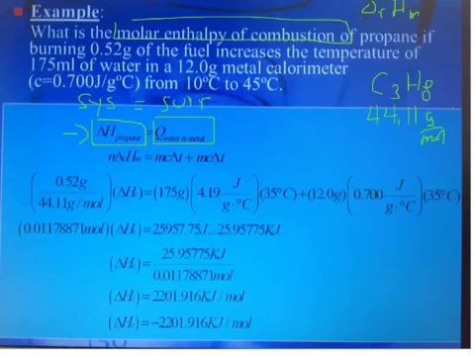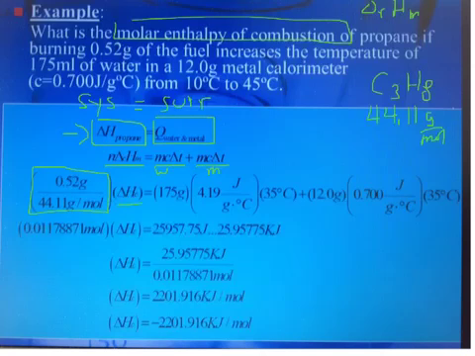Substituting the molar change of propane with n times the ΔcHm. Remember, ΔcHm is the molar enthalpy of combustion. And on the other side, the calorimeter side, we can replace Q of the calorimeter with mcΔT of the water plus the mcΔT of the metal calorimeter. The number of moles can be determined by 0.52 grams divided by the molar mass. Our molar enthalpy of combustion is unknown.